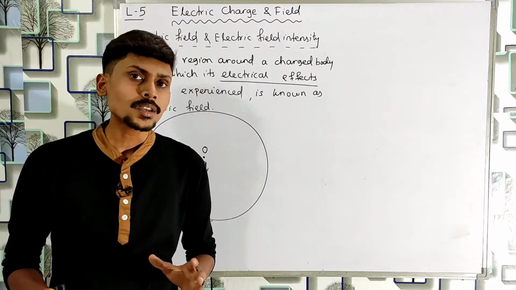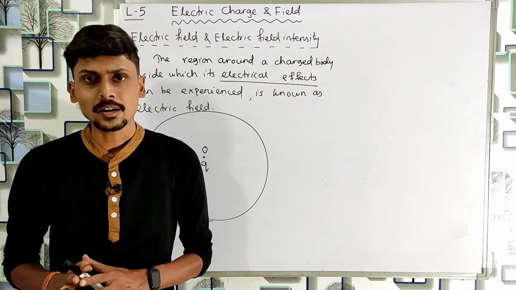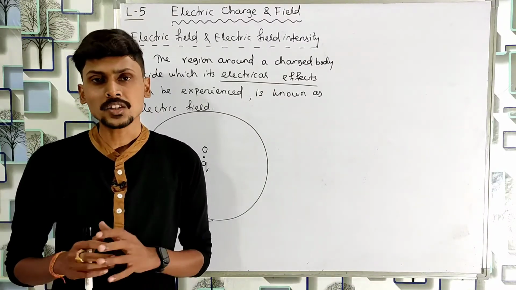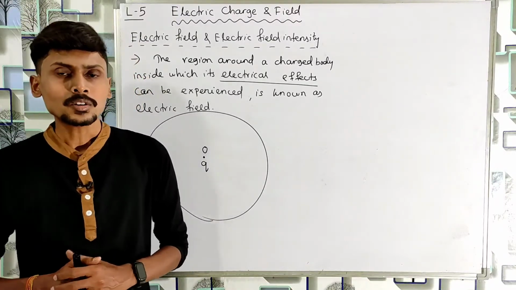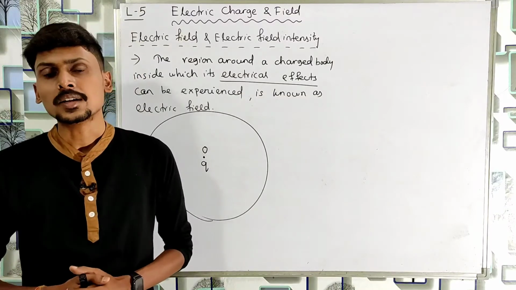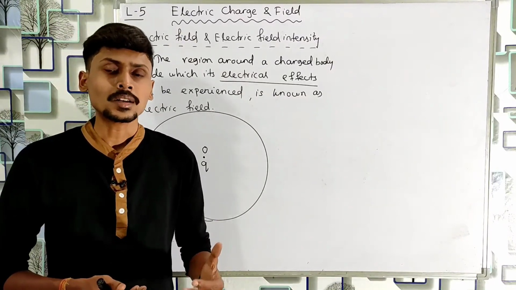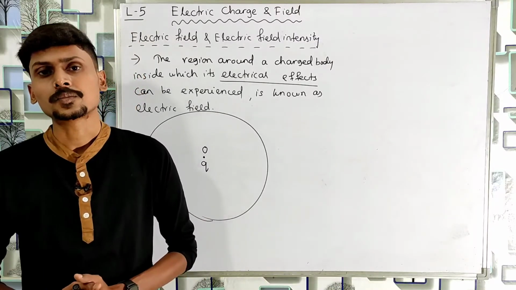But you cannot see the electric field. You cannot see electric field, you cannot see magnetic field, you cannot see the gravitational field. These are invisible to us. So the question is how to determine whether in a given region electric field exists or not, magnetic field exists or not, gravitational field exists or not.